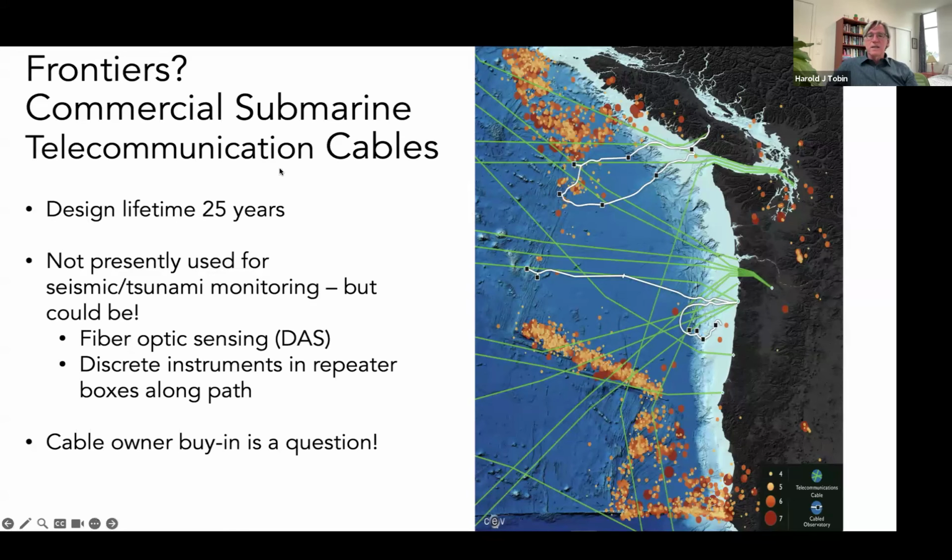There are also lots and lots of commercial cables, and we would love to be able to actually use them for instruments. That's an ongoing discussion and negotiation. And maybe the next frontier is all these cables that carry our internet and our voice communications and everything else that crisscross the Cascadia subduction zone. But the cable owners have to have buy-in to this, and that's a big question.